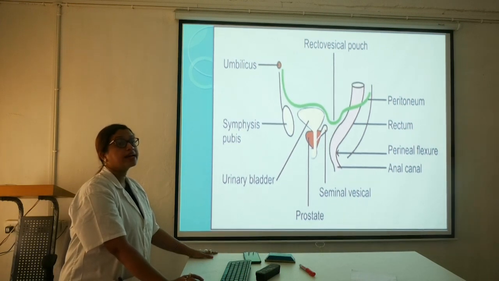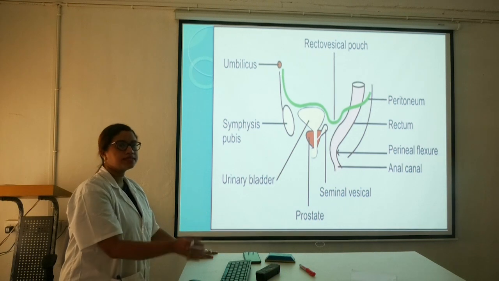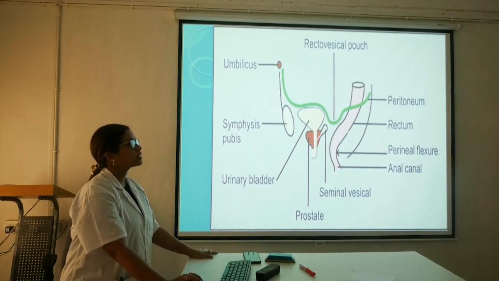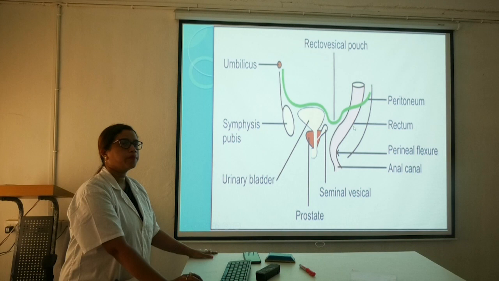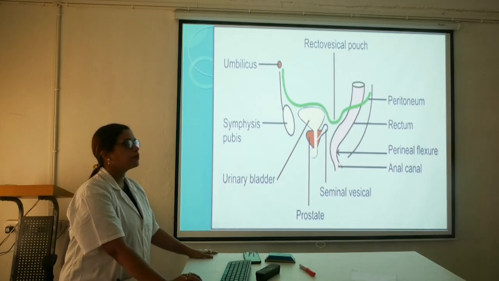How is the ala of the sacrum looking? There is a convexity because it is completely related to the rectum. Okay. So today our topic is the anal canal.